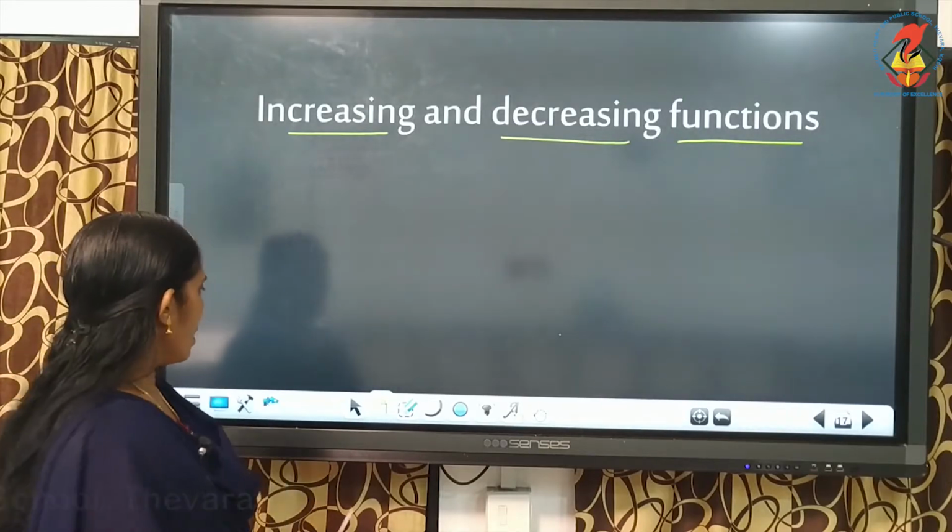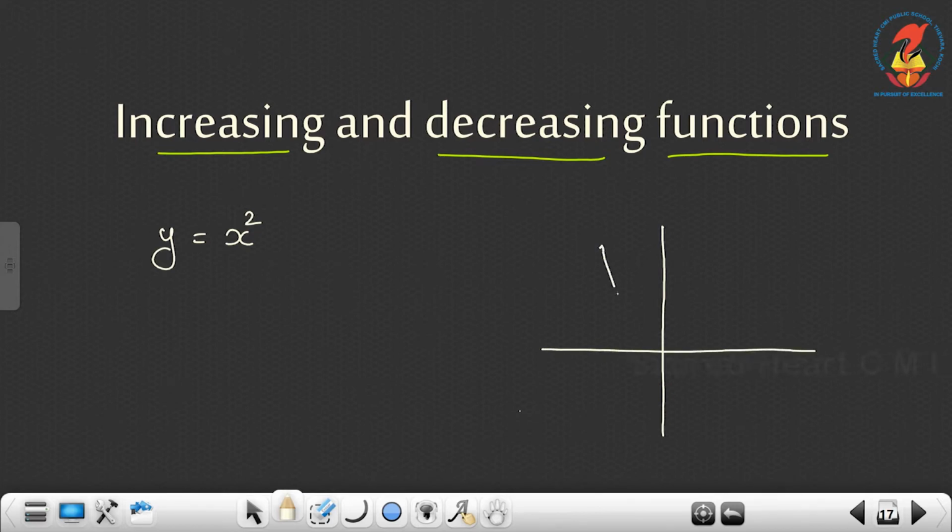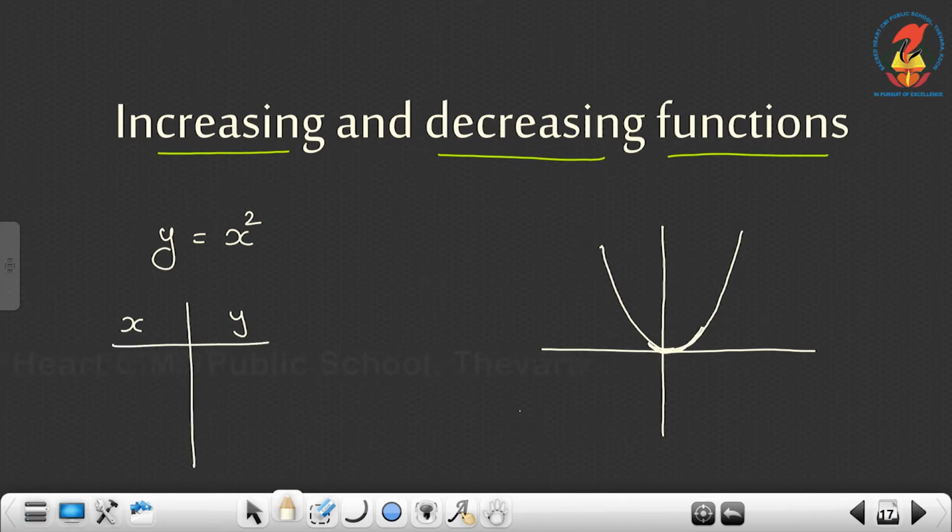So, consider the graph of the function y equal to x square. What is the shape of this graph? It's parabolic. So, I am doing one rough figure like this. Y equal to x square. So, x and y, what are the values? Here the point is 0. So, when x is 0, y is also 0.